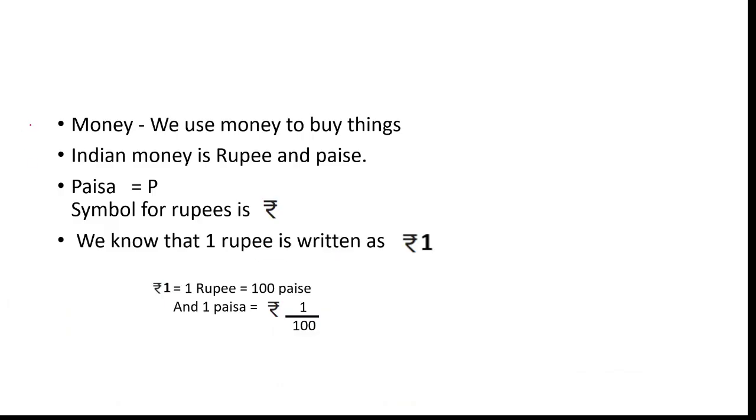Now, children, you all know we use money to buy things, and Indian money is rupee and paise, and it is in the form of notes and coins. And here you can see the symbol of rupees. This one is the symbol of rupee, and 1 rupee equals 100 paise, and 1 paisa equals 1 by 100 rupee. So, children, plural of paisa is paise. Okay. Moving to the next page.